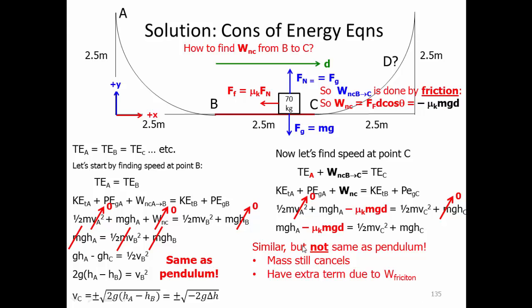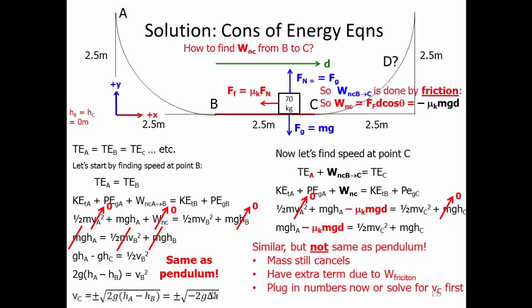We do have one extra term. This is the extra term due to our work done by friction, which I spelled incorrectly. And now you could plug in your numbers here, or you could solve for VC first if you wanted to do a general solution. But you'll notice now our general solution doesn't match our general solution over here anymore because you have an extra term.